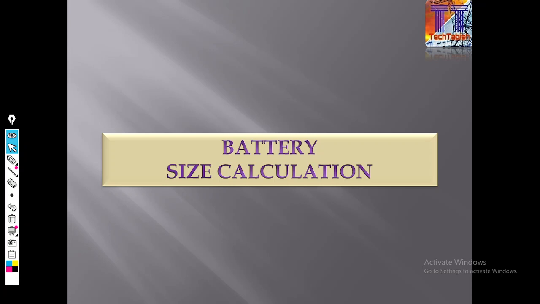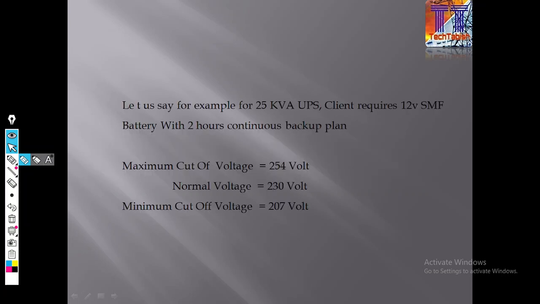Now we will see the size calculation of battery. As we have earlier seen the calculation of UPS, we got the result of 15 kVA. So now we are going to calculate the battery for the 15 kVA UPS. Let us take the example of the 15 kVA UPS which we have calculated earlier.